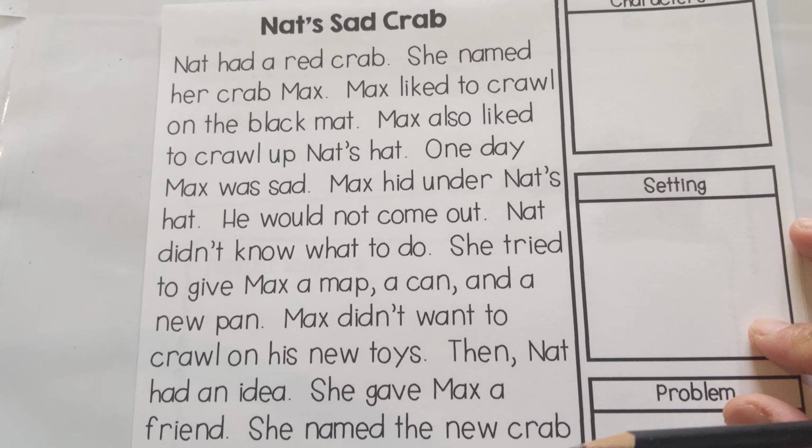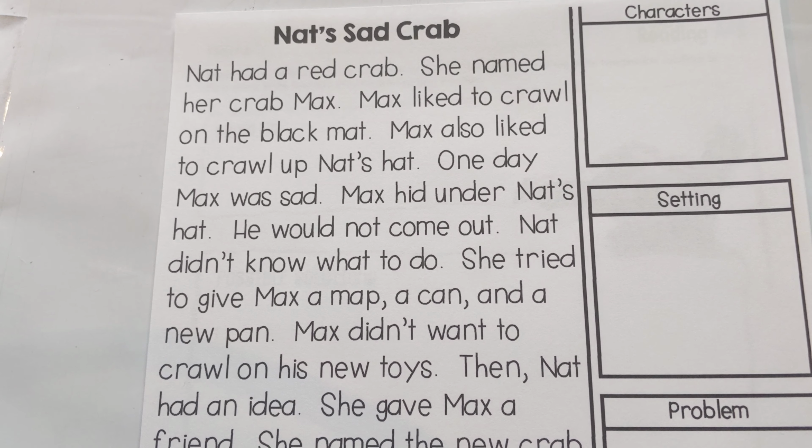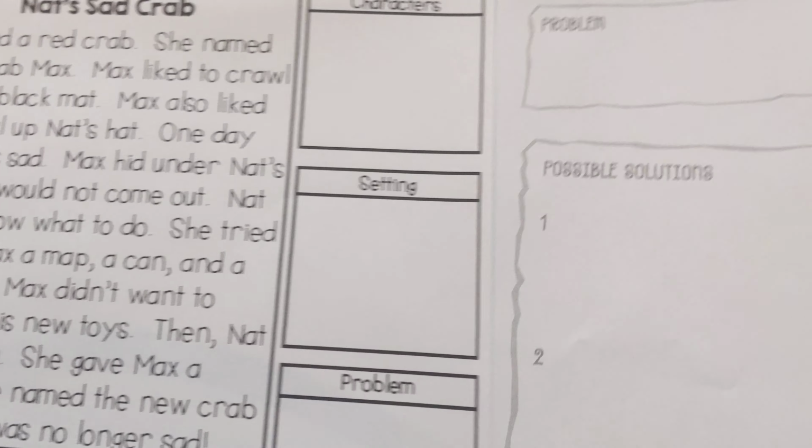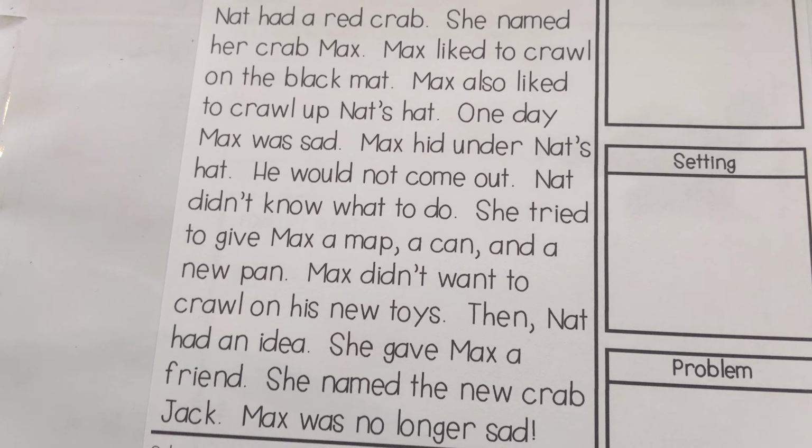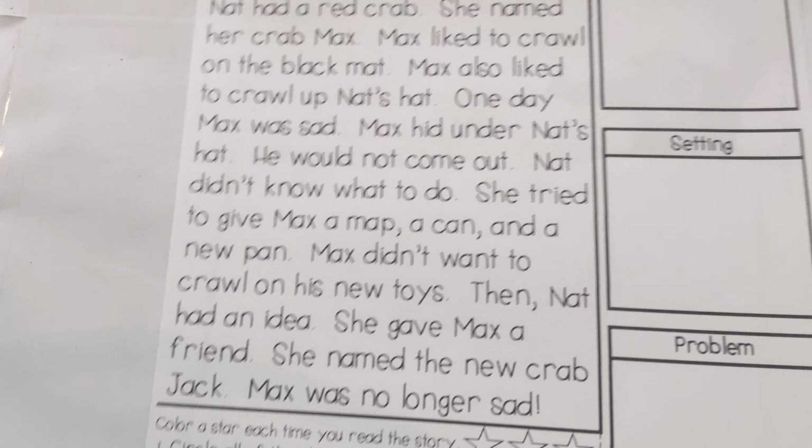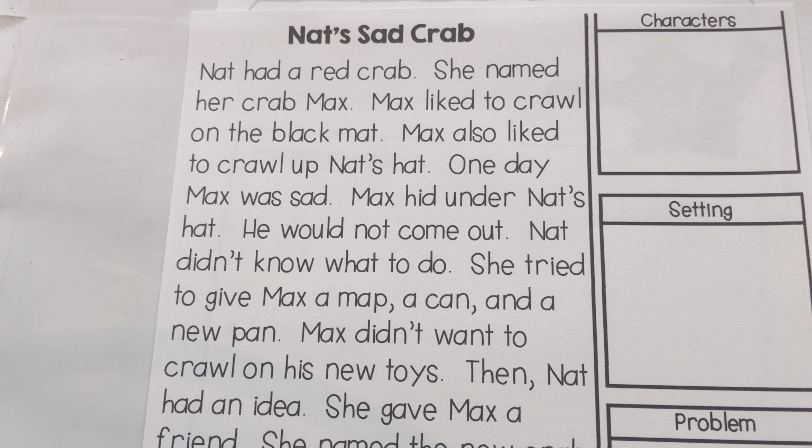Okay, I'm going to read this short story. It's very basic, very simple, very fast, just so we can give you an example on how to do this. Okay, so it's called Nat's Sad Crab. Nat had a red crab. She named her crab Max. Max liked to crawl on the black mat. Max also liked to crawl up Nat's hat.